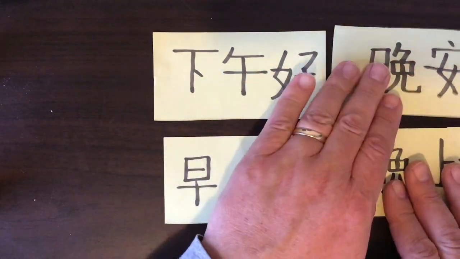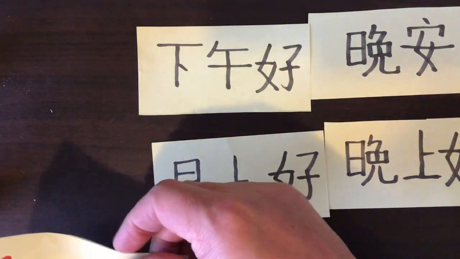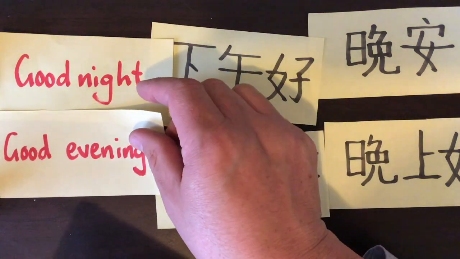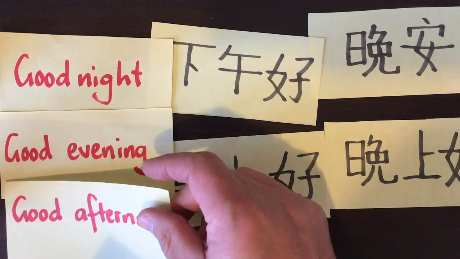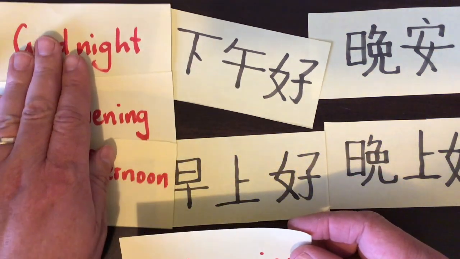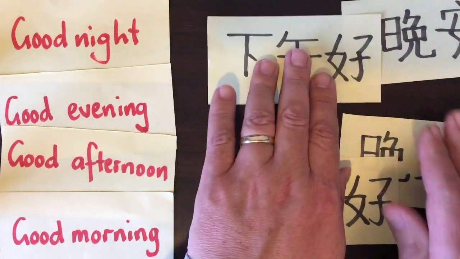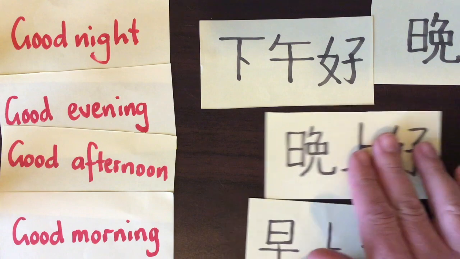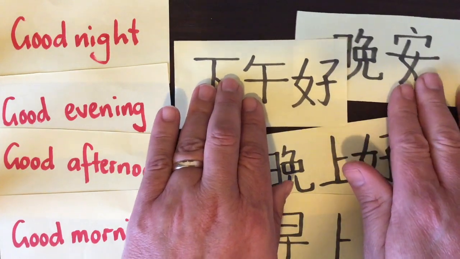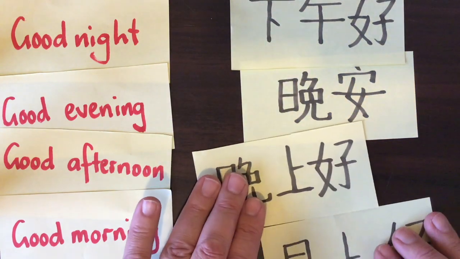I'm going to bring in a few words. So we have good night, we have good evening, we have good afternoon, and we have good morning. I'm running out of space. I might be able to just put it all here. There's good morning. Okay. Which character responds to which word in English? I'll just try and fit it all in here. Okay, well, see if you can guess while I'm trying to sort these ones out.